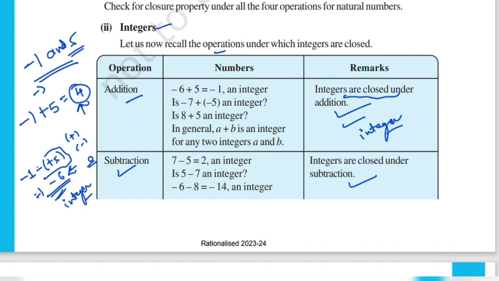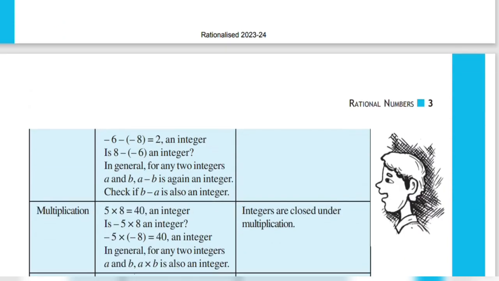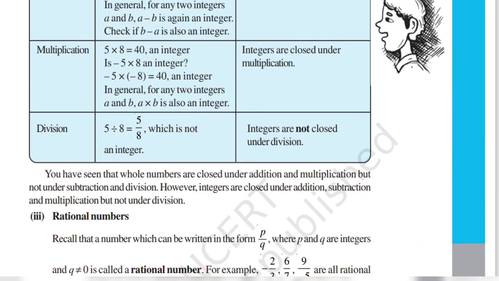Okay, now we will do multiplication for these two numbers. The two numbers we picked are -1 and 5. When we do multiplication, we'll get -5. So is this an integer? Yes, of course it is an integer. So we know that integers are closed under multiplication also.